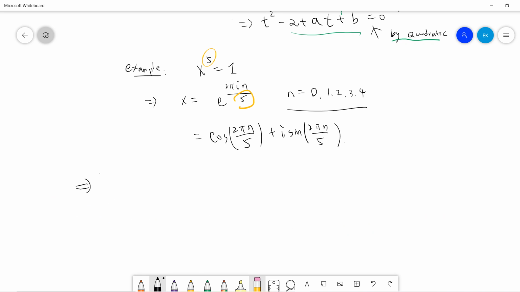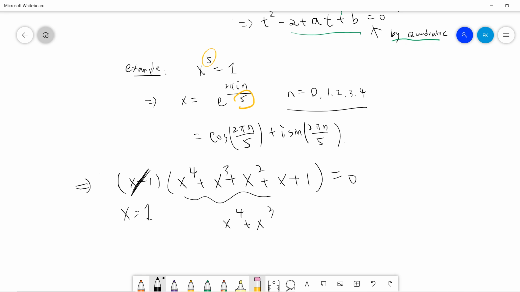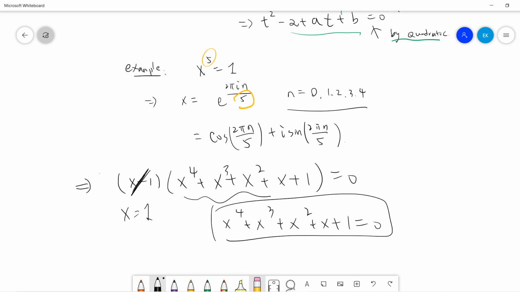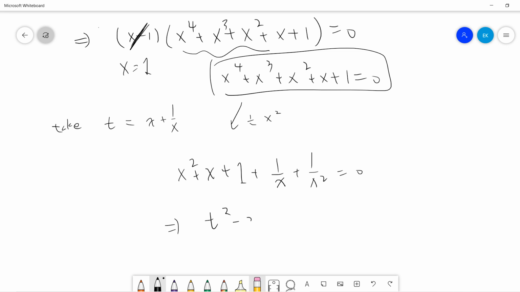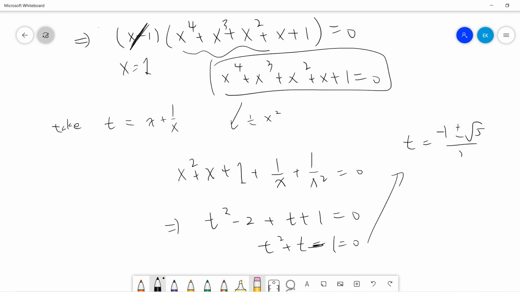This is easy to solve once we have the technique. So we can write it as this: x to the 5 equals 1, and we need to solve this. In order to solve it, let's take t equals x plus 1 over x. Dividing the equation by x squared, you get x squared plus x plus 1 plus 1 over x plus 1 over x squared equals 0. So you get t squared minus 2 plus t plus 1, so t squared plus t minus 1 equals 0. From here you get t is minus 1 plus or minus square root of 5, divided by 2.